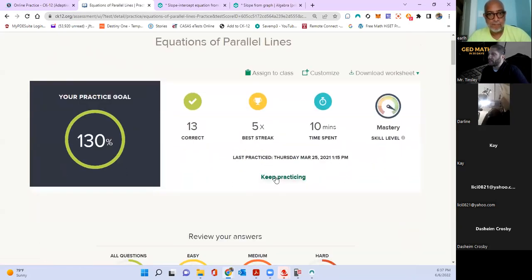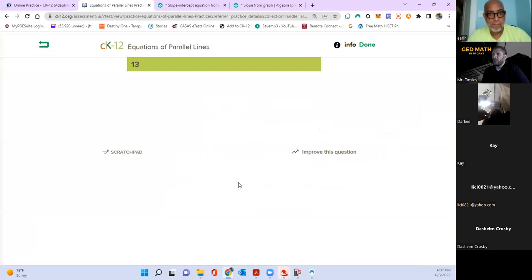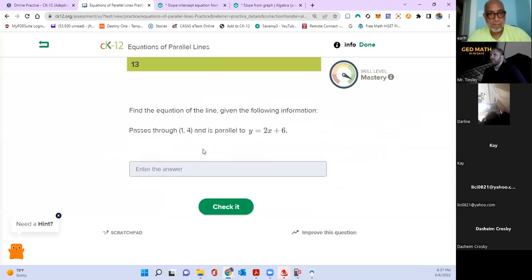Let's keep practicing and let's look at a problem, because again, these resources ask you the same type of questions in different ways using word problems. Find the equation of the line given the following information. It passes through (1, 4) and is parallel to y = 2x + 3. So this is similar, Darlene, to the question you were asking, but your question was perpendicular. We're going to get there in a minute.